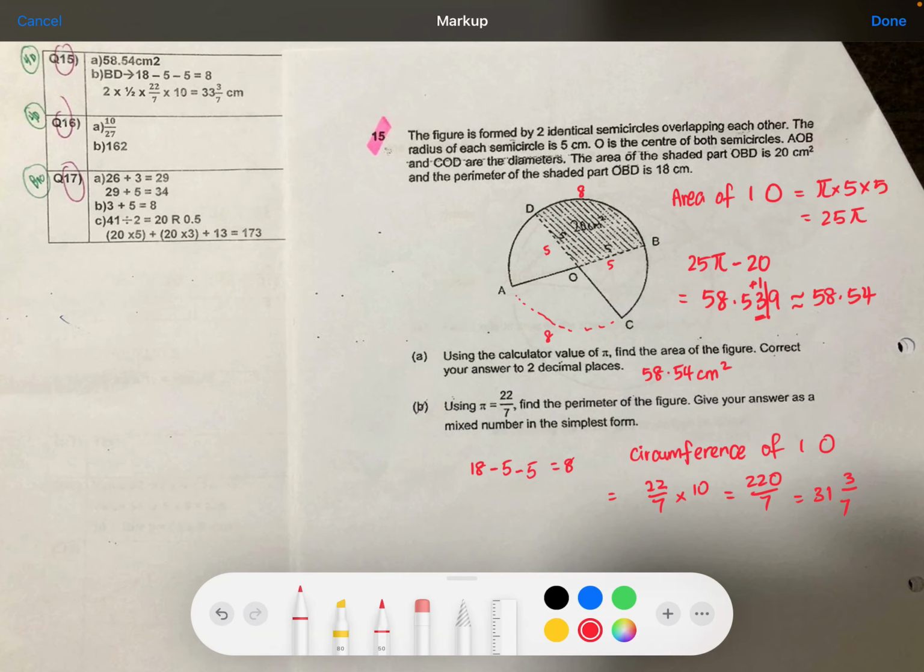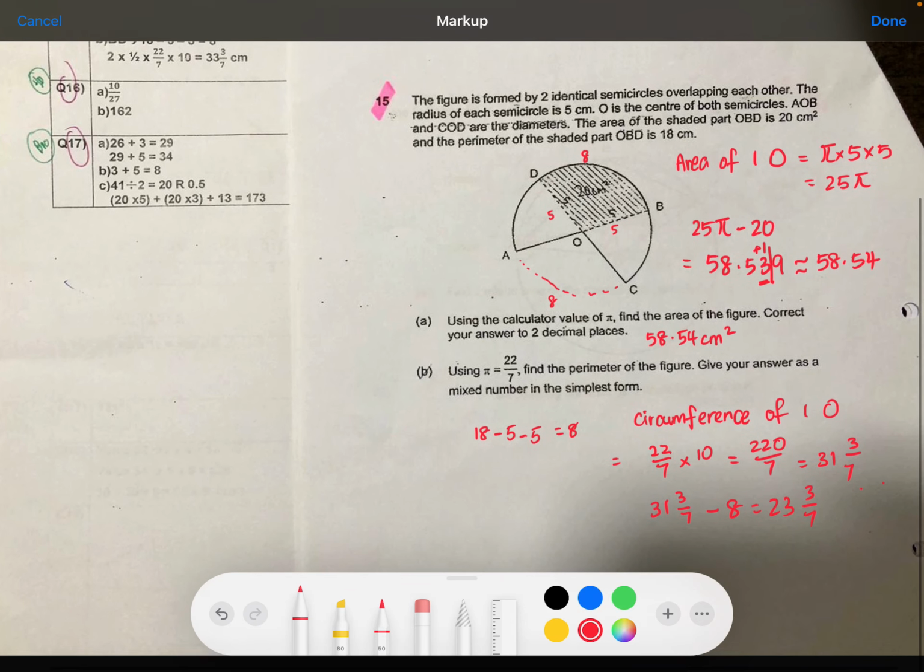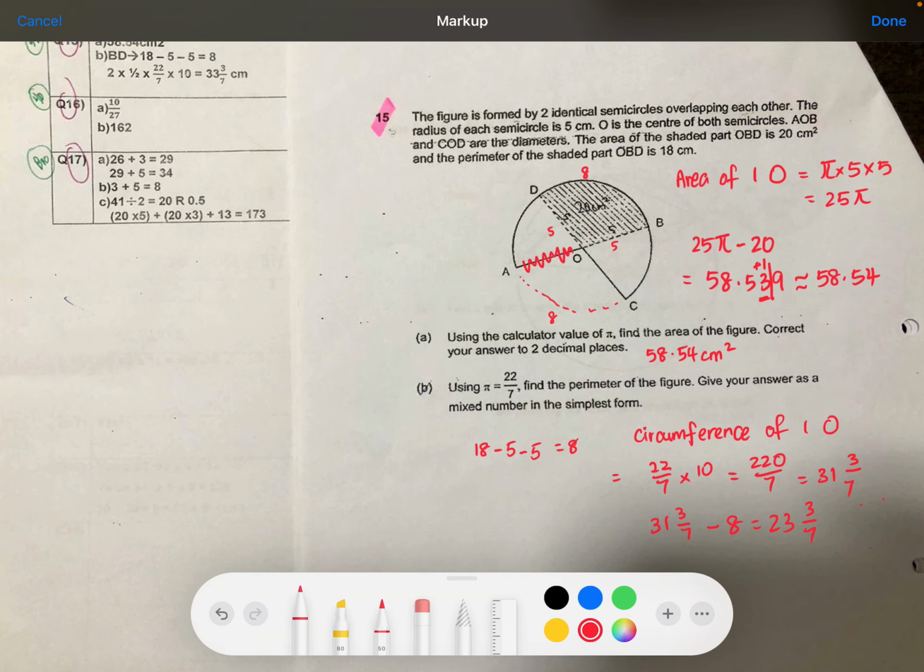You will need to minus away 8. So 31, 3 out of 7, you will minus away 8. 31 minus 8, you get 23, 3 out of 7. Okay, now you already found out that the circumference, the curved part of the figure, is 23 and 3 out of 7, but you will still need to add the two straight lines over here.